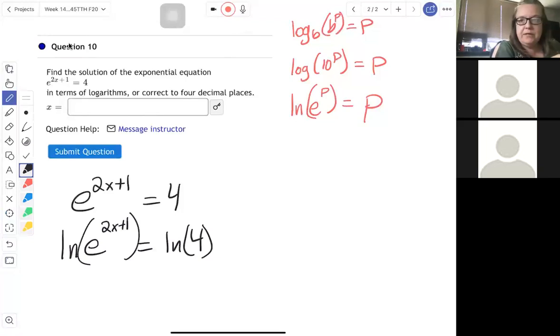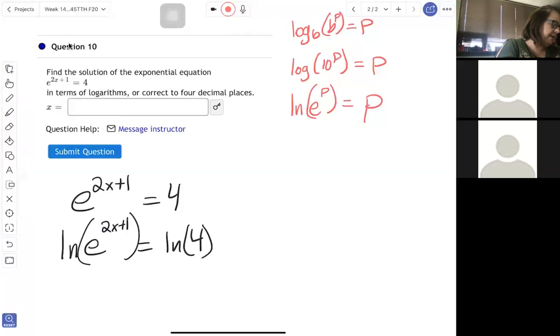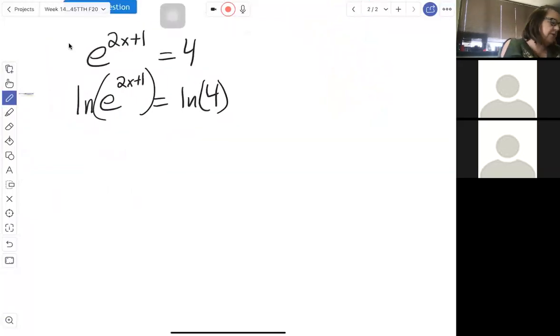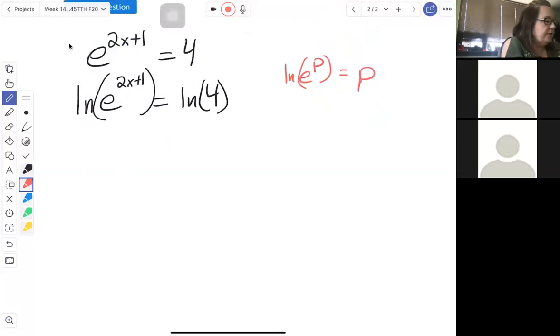Then we use that property. The whole point in taking the natural log of both sides is so that we can use the property. So natural log of e to some power is equal to that power, period. So that means that natural log of e to the 2x plus 1 is just going to be 2x plus 1.